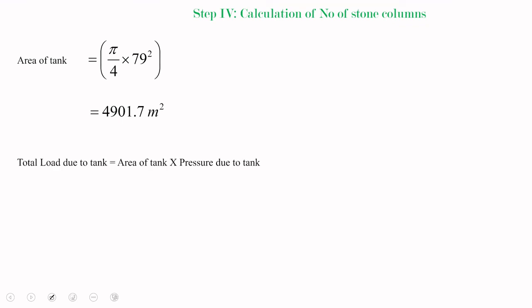Okay, now the last step, that is calculation of the number of stone columns. How many stone columns are required? The area of the tank is mentioned in the question. The diameter is given, so we can calculate the area of the tank, pi by 4 into dA square. Here it is the diameter of the tank, not the stone column. This is a 79-meter diameter of tank. So you can do the calculation. Its value is 44901.7 meter square. This is the area of the tank.